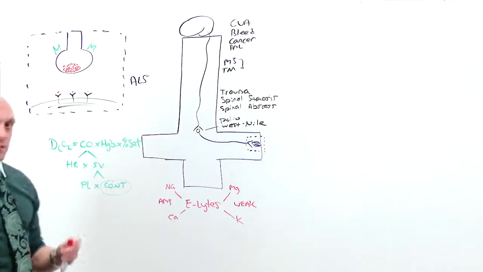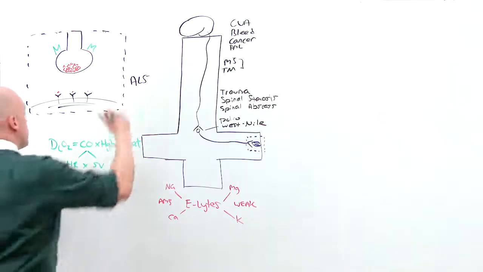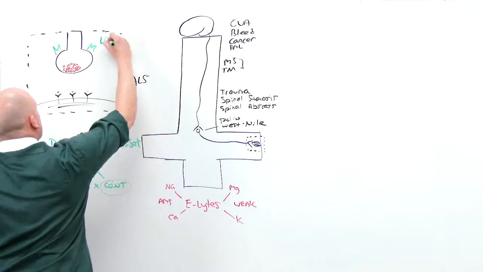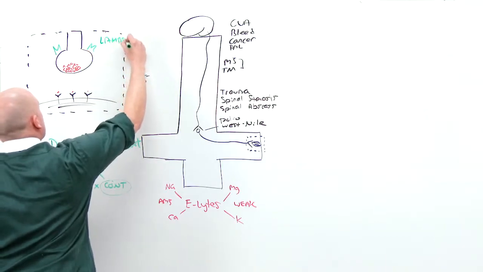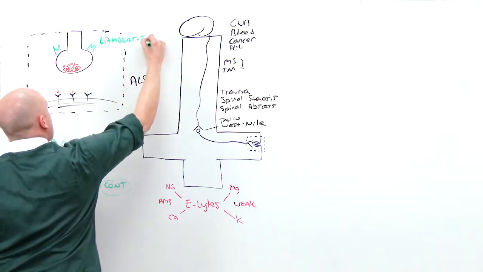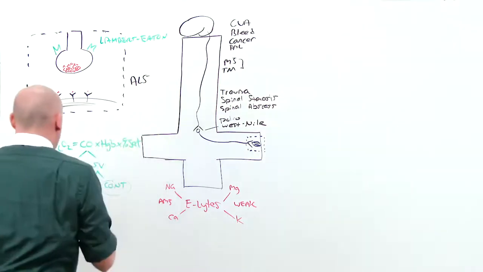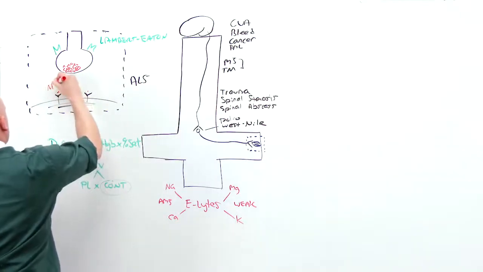There are two diseases of the end plate. Lambert-Eaton or Eaton-Lambert, same. And myasthenia gravis.